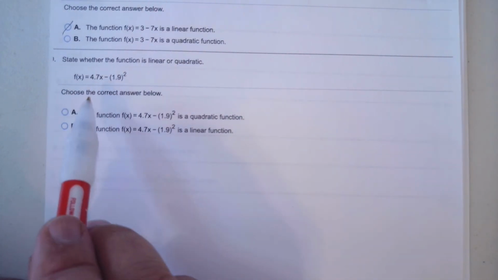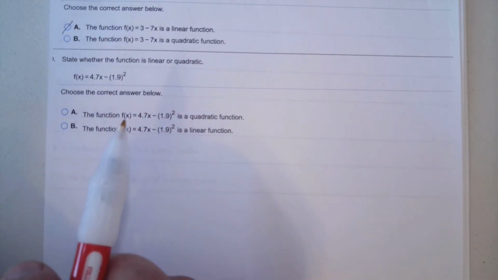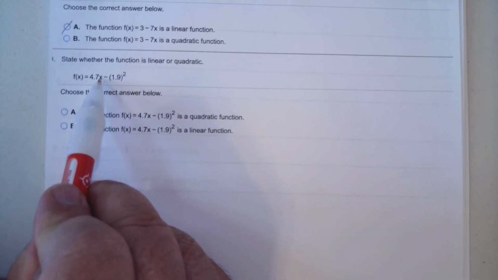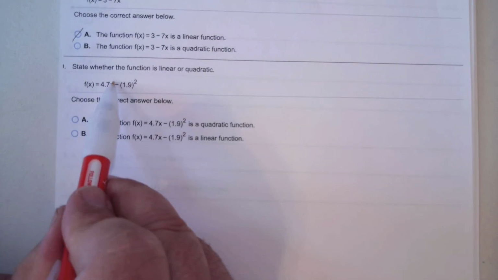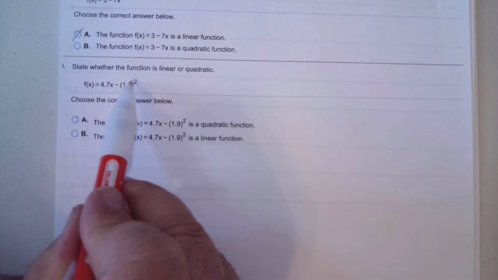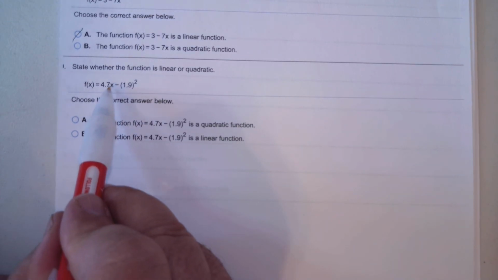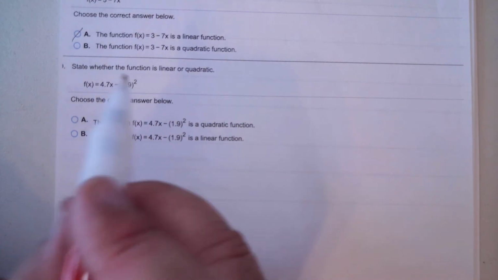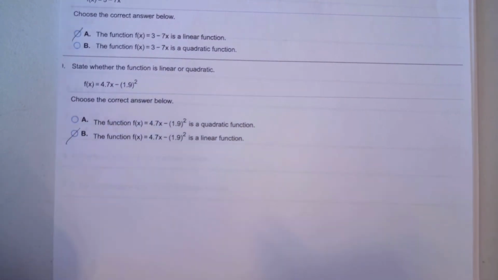State whether the function is linear or quadratic. There's a square, yeah, but it doesn't belong to the x. X is the important thing, the variable. See, the x power is 1, the x power is still 1. This one doesn't matter. It can be squared, it can have anything around it. But as long as the variable doesn't have a symbol or a number above it, it's linear. So this one's B, it's linear.